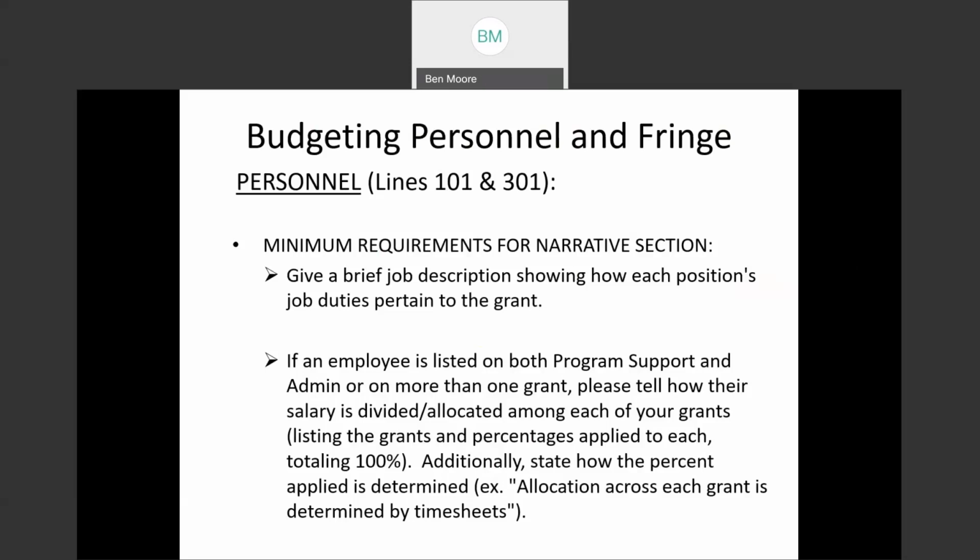The most common example of how you would allocate a staff member's time is timesheet. So the example of the description may be that the allocation across each grant is determined by timesheets.